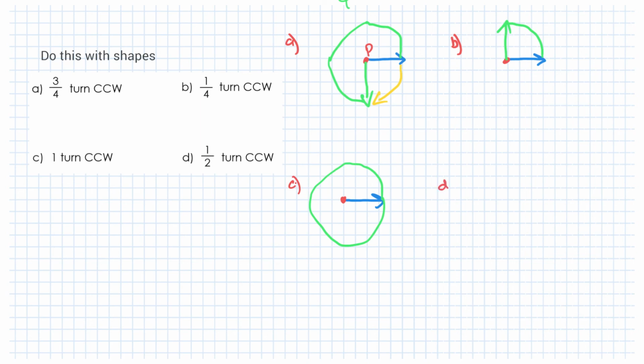And D, half turn counterclockwise. These are all going backwards. There's our arrow, there's our turn point, and it goes backwards. Remember, a half turn is 2/4, and it's going to look like this.